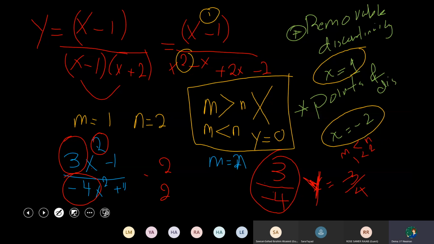Okay, now, yes, for the vertical asymptotes, you have to find it after you simplify.